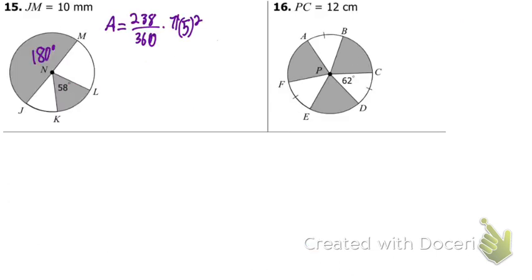Back to number 15, though, with the radius of 5, and if we continue to solve, we get the top to multiply to be 5,950 pi divided by 360, which then approximates to 51.92 square millimeters.